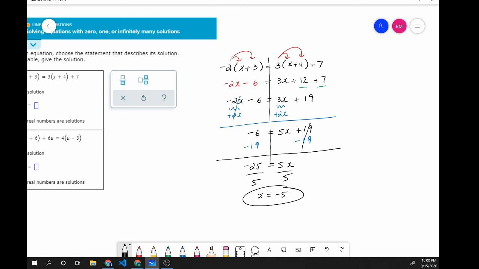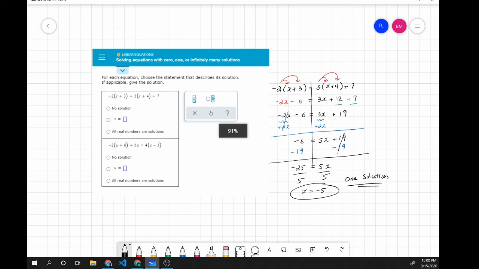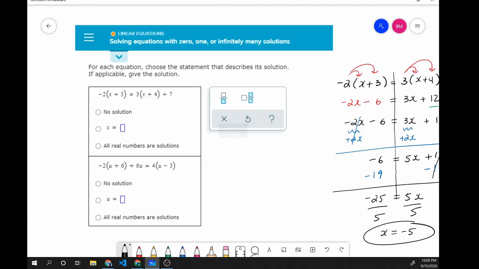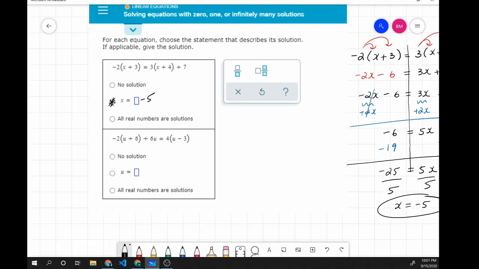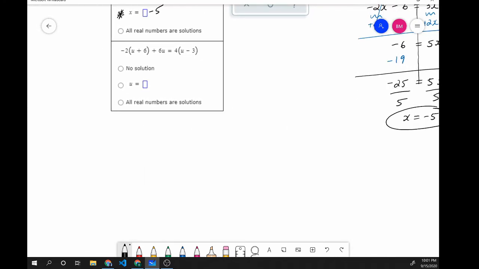Now this may seem like a normal problem, and it is, because this is an example of one solution. If it's a normal problem where you just have an x equals answer at the end, that is an example of one solution. So what you're going to do here is click on this box or little button first, and then just type in negative 5. On to the next one. And this one is not going to be one solution. Just a spoiler alert.